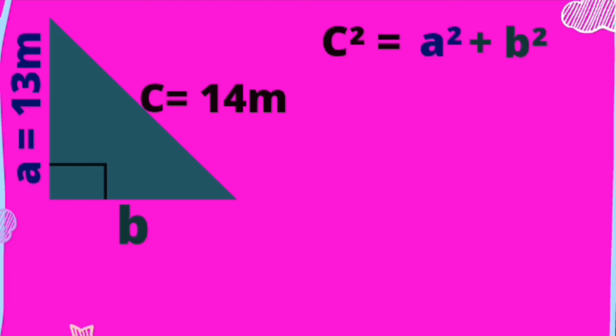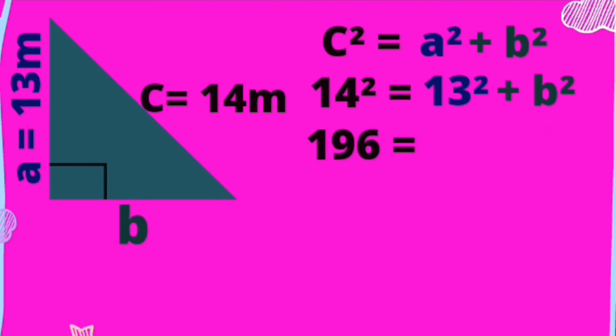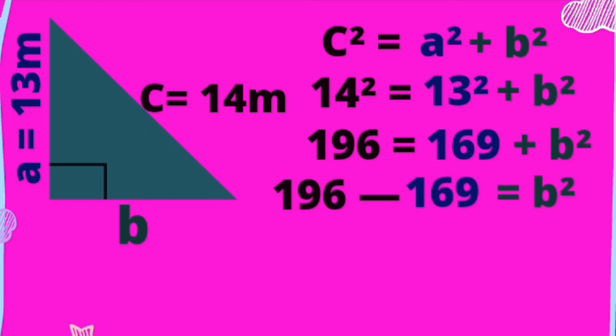Let's plug in the values. If you do so, you would have 14 squared equal to 13 squared plus B squared. 14 squared is equal to 196 and 13 squared is equal to 169. So you have plus B squared. To get B squared, remember you first have to take 169 to the left-hand side of the equal sign. If you do that, you will have 196 minus 169 equal to B squared.